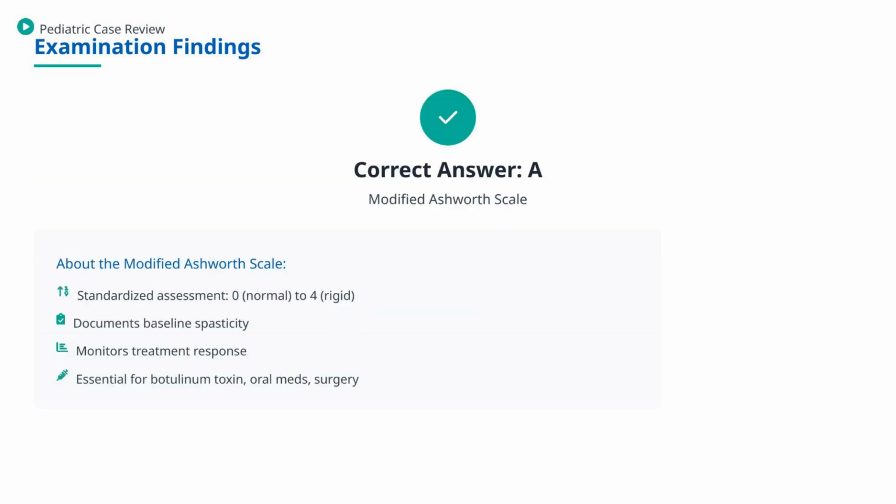The Modified Ashworth scale. This is a standardized clinical tool for assessing muscle tone and spasticity in patients with cerebral palsy. The scale ranges from 0, indicating normal muscle tone, to 4, indicating rigid limbs. It helps clinicians document baseline spasticity and monitor response to interventions like botulinum toxin, oral medications, or surgery.